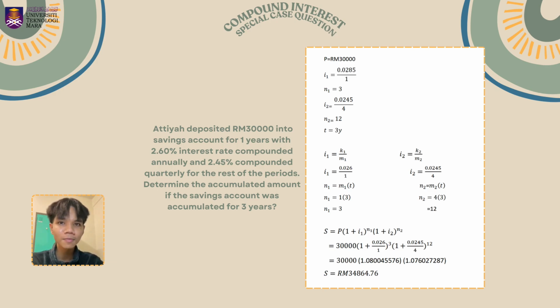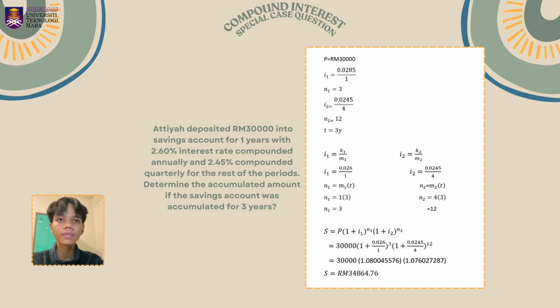The question is, Atiya deposited RM30,000 into a savings account for 1 year with a 2.60% interest rate compounded annually and 2.45% compounded quarterly for the rest of the periods. Determine the accumulated amount if the savings account was accumulated for 3 years. Now, the question is asking for the accumulated amount, which is S. The first thing to solve this question is to take out the notation first.